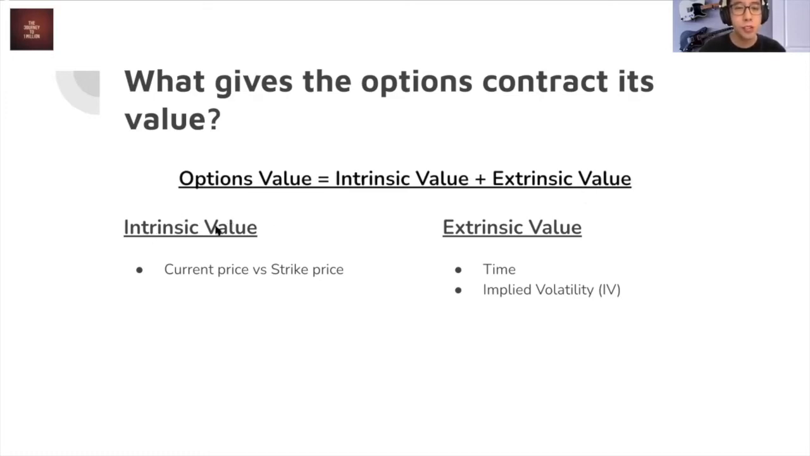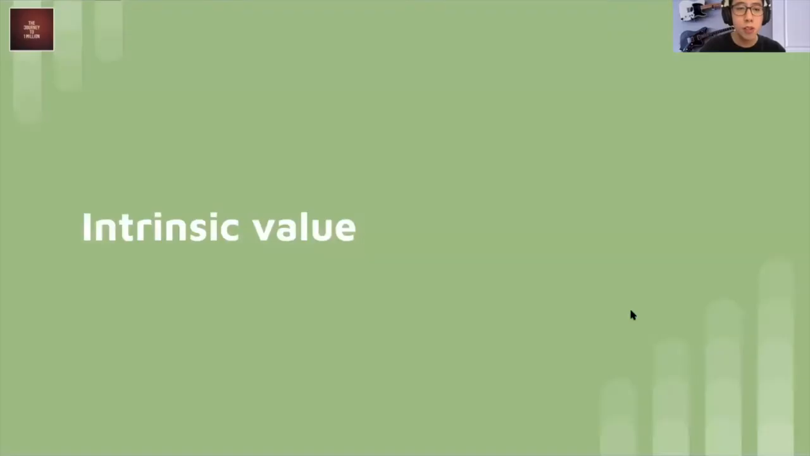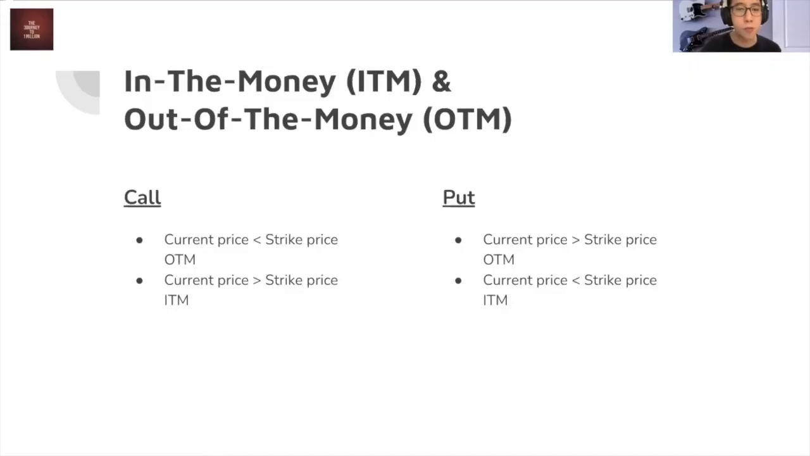So basically intrinsic value is the value calculated by the difference of the current price versus the strike price. As for the extrinsic value, the first component is actually time, and the second component is the IV, which is called implied volatility. So what is intrinsic value?